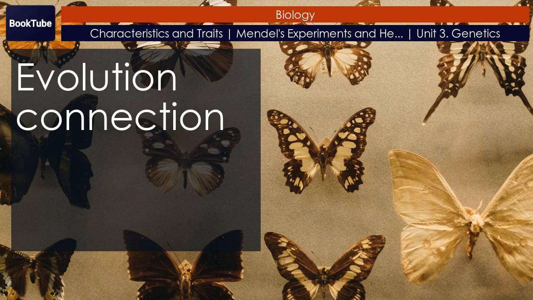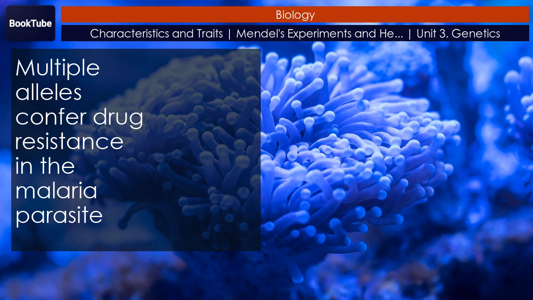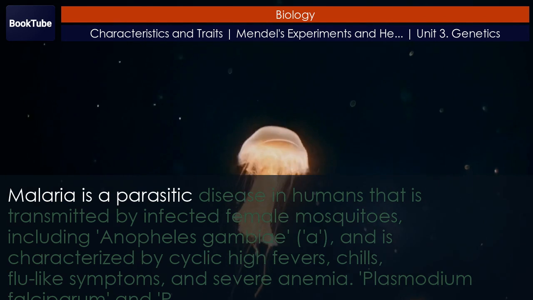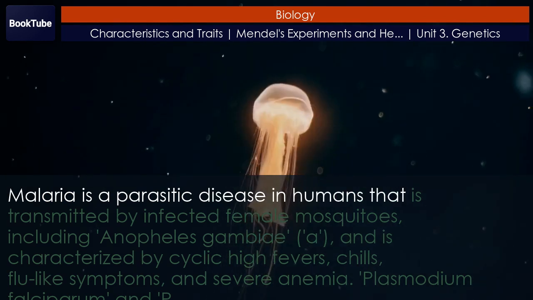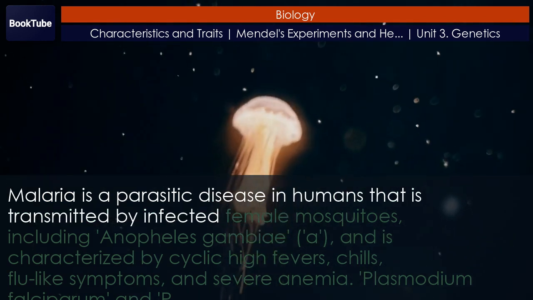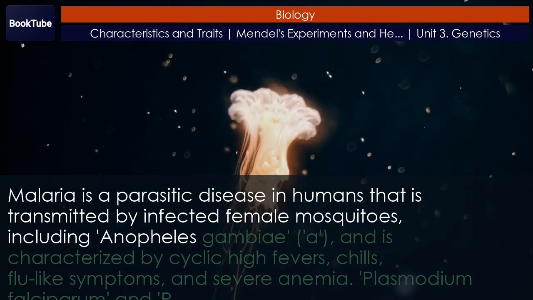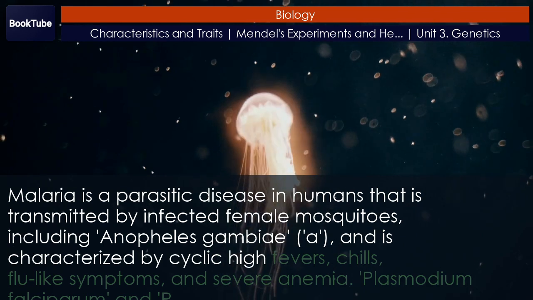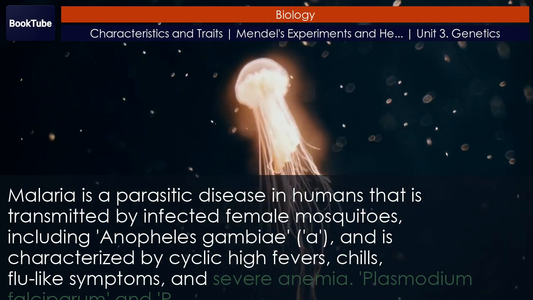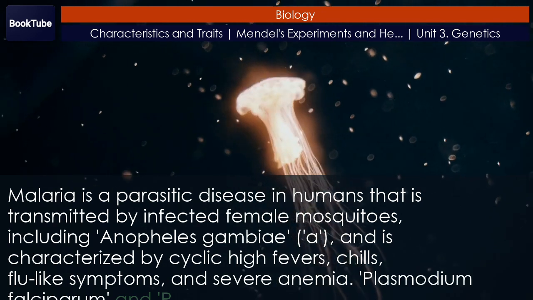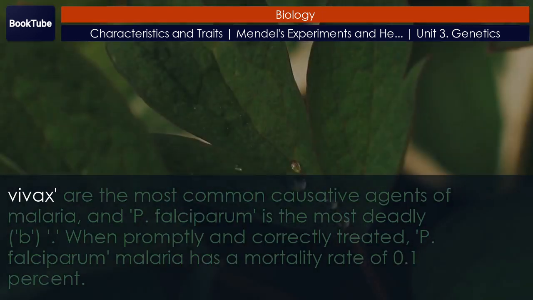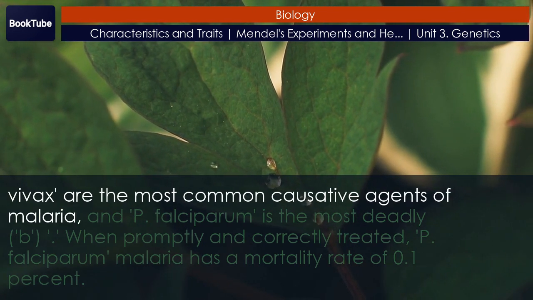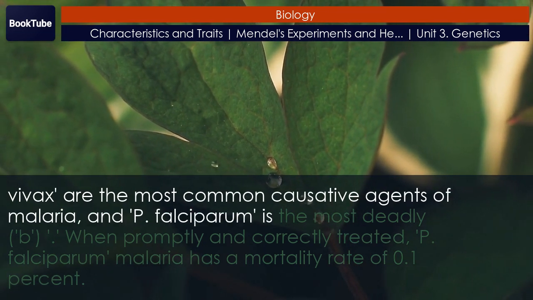Evolution connection. Multiple alleles confer drug resistance in the malaria parasite. Malaria is a parasitic disease in humans that is transmitted by infected female mosquitoes, including Anopheles gambiae, and is characterized by cyclic high fevers, chills, flu-like symptoms, and severe anemia. Plasmodium falciparum and P. vivax are the most common causative agents of malaria, and P. falciparum is the most deadly.